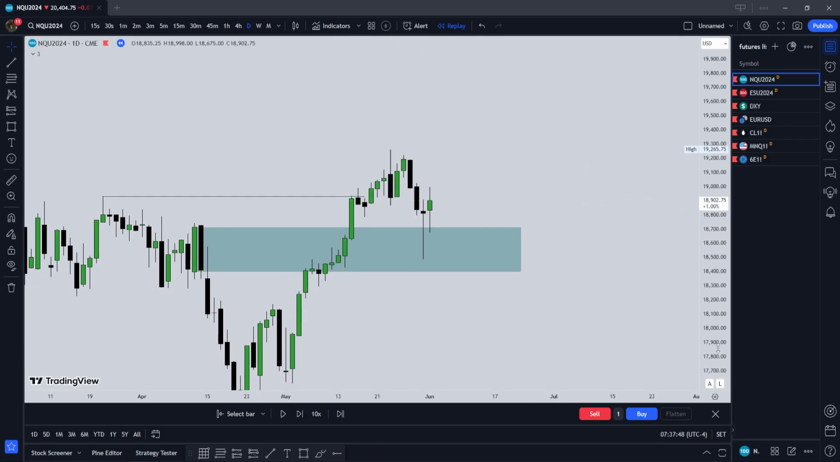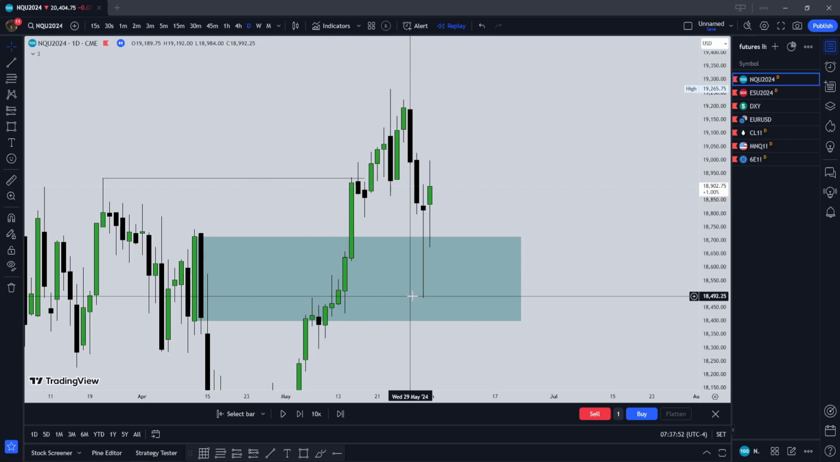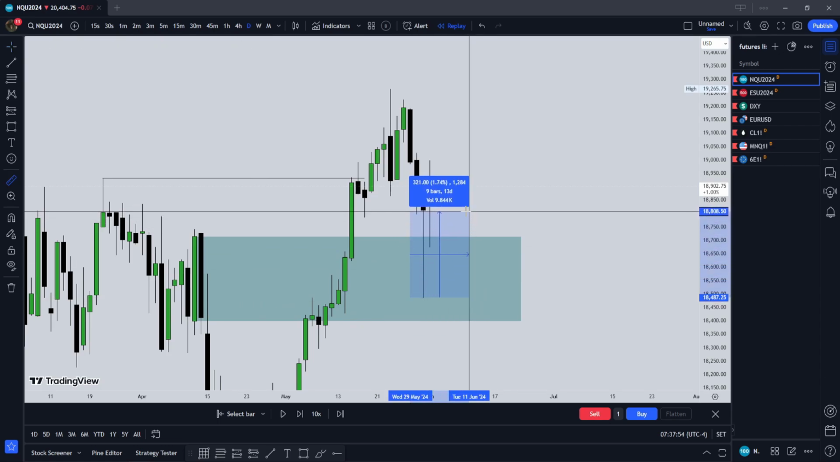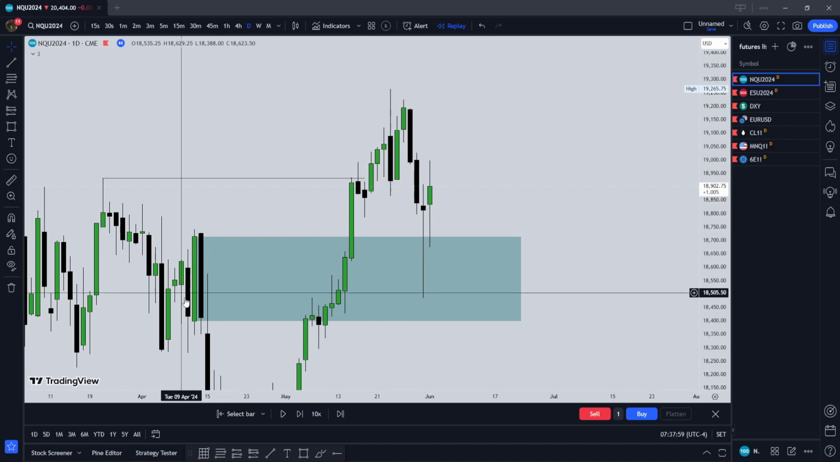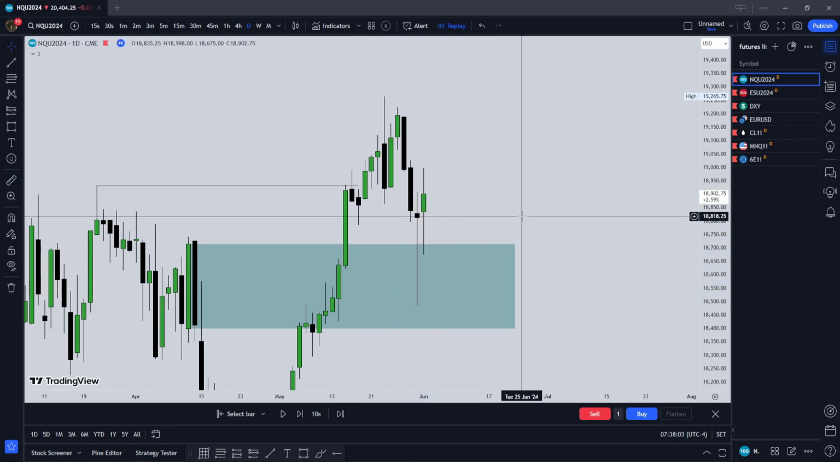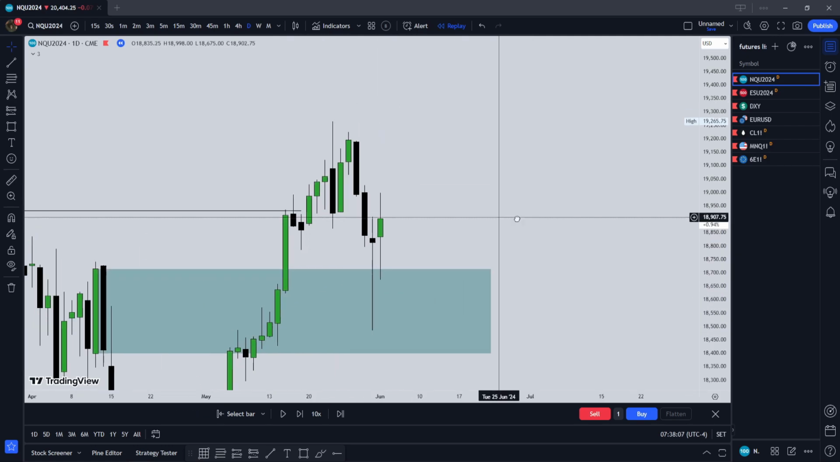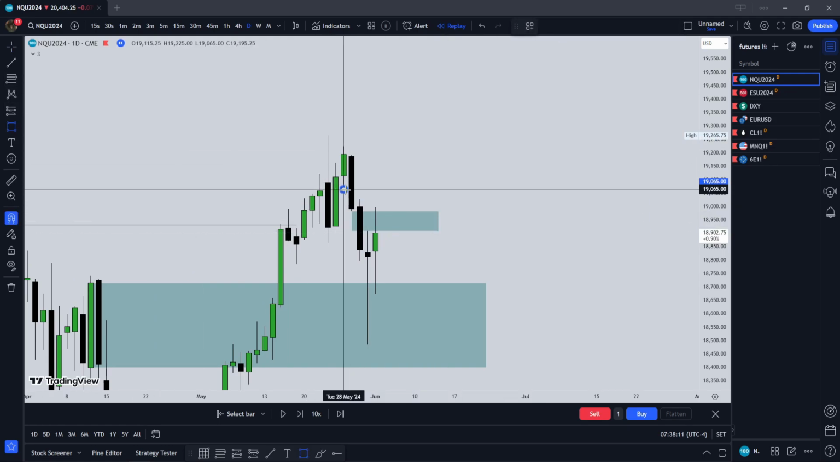So what do we see here? We came down into this inefficiency as well, a breaker block, and what do we have here? Look at this wick, guys. We took sell side here. We mitigated this, and look at the wick. Does this look like the price is going to be bearish? No. After this, you're gonna see these bearish PD arrays getting disrespected.